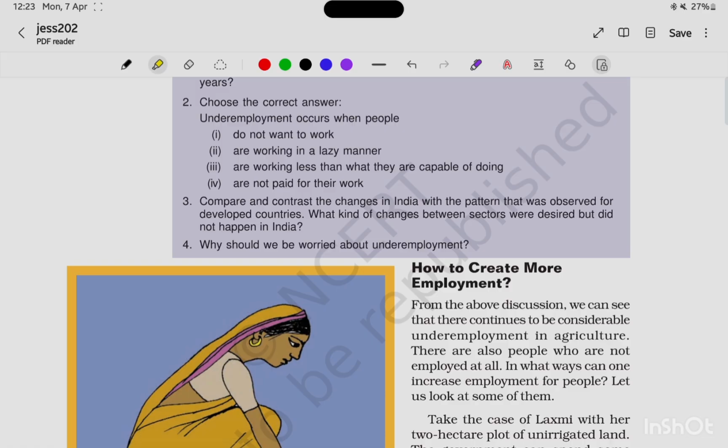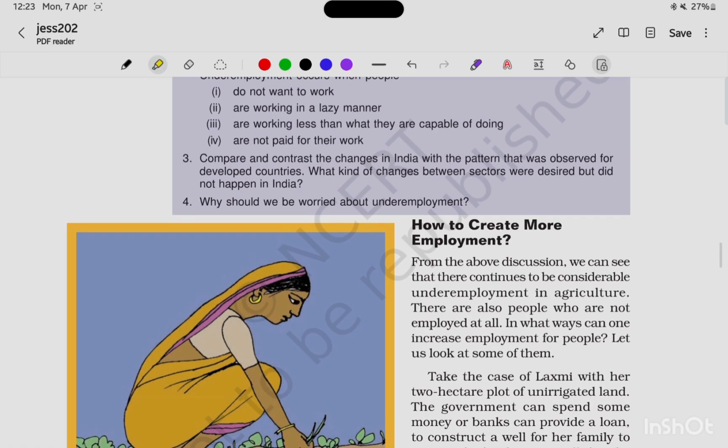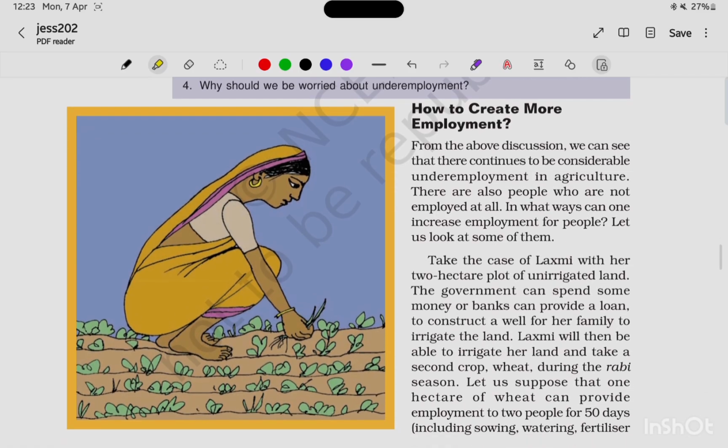Compare and contrast the changes in India with the pattern that was observed for developed countries. Okay, what kind of changes between sectors were expected but did not happen in India? So, in developed countries, mostly the tertiary sector is flourishing more than in India. That's the thing. Now, why should we be worried about underemployment? Underemployment reduces the GDP of our country. Okay, that's the thing. Now, how to create more employment? From the above discussion, we can see that there continues to be a considerable underemployment in agriculture.